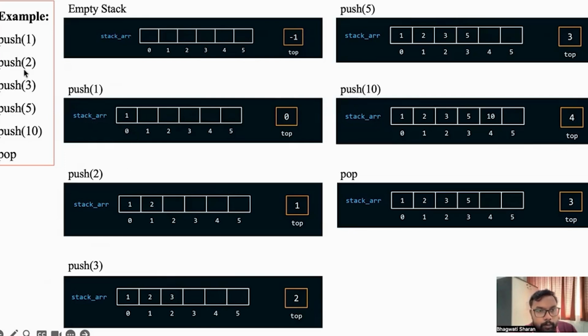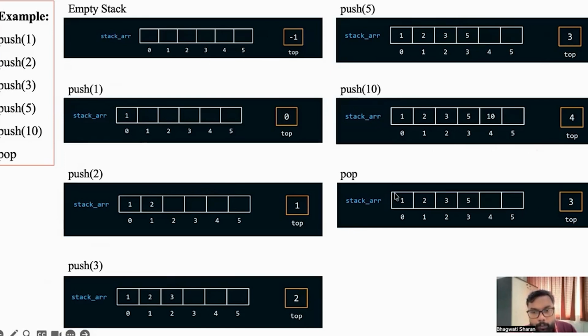Then if we are going for push 2, again it will check the overflow condition and whether space is available. So no overflow is there. So 2 will come here and top will increment by 1. Similarly for push 3, top again increments by 1 and then 3 came to the index. If we go for push 5, again 5 came here at index 3, and top value will be 3. Again push 10, similarly we have done the push 10 and top has increased.